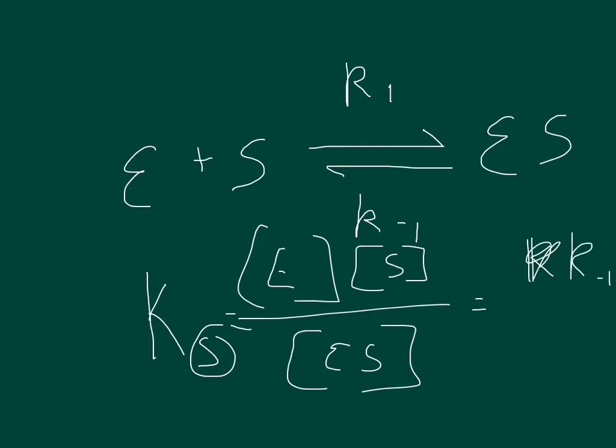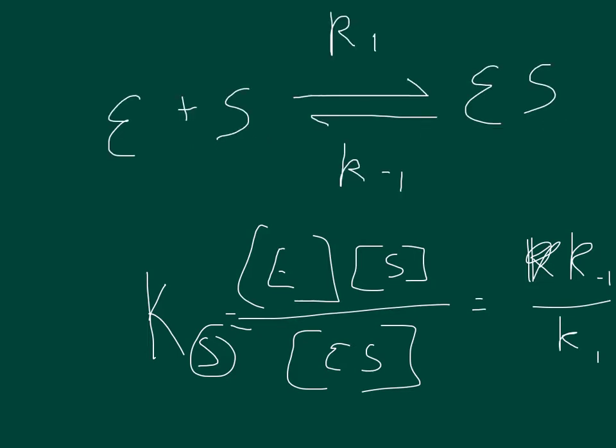minus 1 over k1. So note in this that, first of all, this is a capital K, so I'm talking about an equilibrium constant, and these are lowercase k, so we're talking about reactant rate constants. And the only thing I'm doing here is showing that this is an equilibrium, and so this equilibrium has a constant that's equal to the reverse reactant rate over the enzyme substrate complex reactant rate.